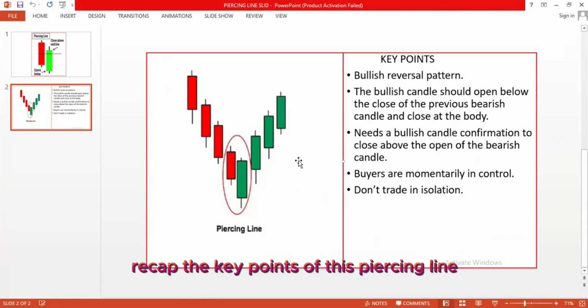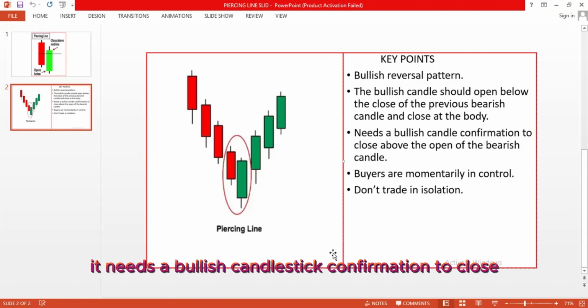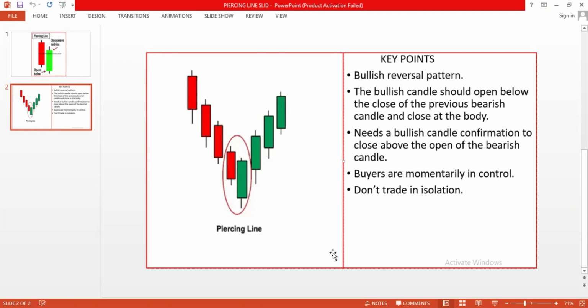Let's briefly recap the key points of the piercing line. It is a bullish reversal pattern. The bullish candle should open below the close of the previous bearish candle and close within the body, at least over 50%. It needs a bullish candlestick confirmation to close above the open of the bearish candle. Buyers are momentarily in control. Don't trade it in isolation. To this point, we come to the end of this video tutorial.